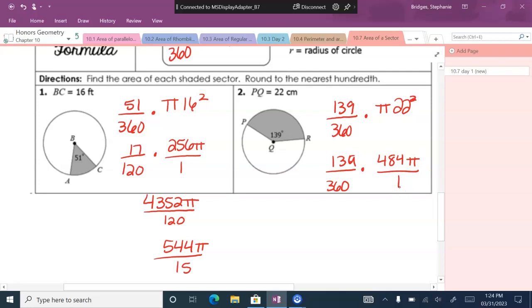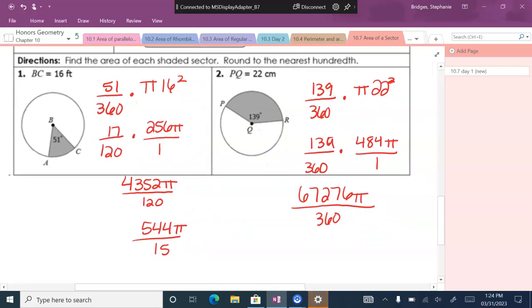Times 139. Oh, good grief. This is a large number. 67276 pi over 360. Oh, it does give me a mixed number. All right, so you can do that in your calculator. I won't give y'all any numbers this nasty. I'd give you numbers that work out better. So that's the most simplified answer there, 16,819 pi over 90.